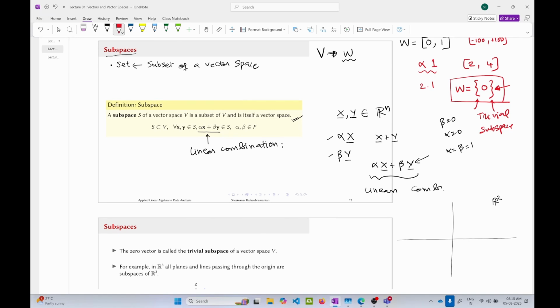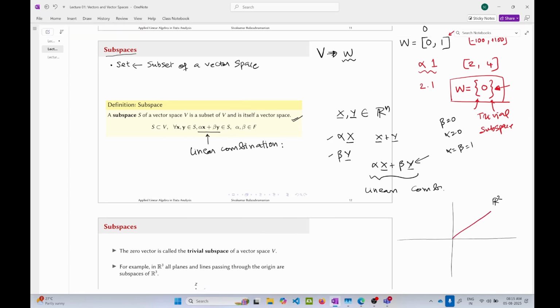What if I take a subset of R2, which is like this? Essentially a straight line that is passing through the origin. Now I call this W. W is a subset of R2. So I can ask, is W a subspace of R2? If you say yes, you have to explain. If you say no, you have to explain again. Does it have the 0 element? It does, because I've drawn it as if it's passing through the origin.